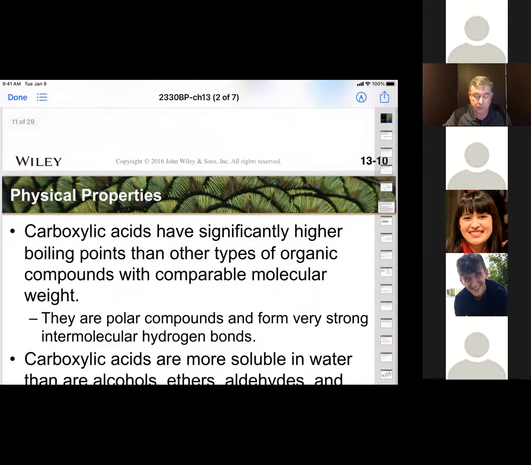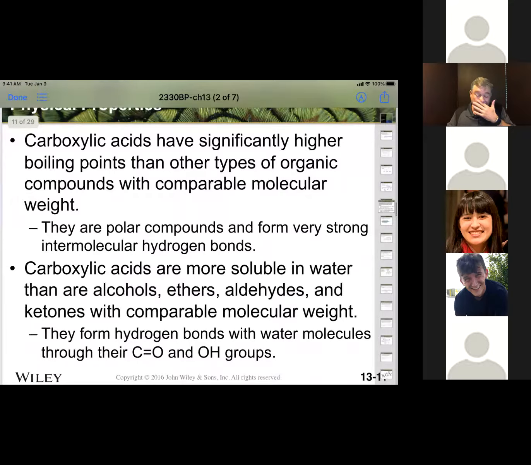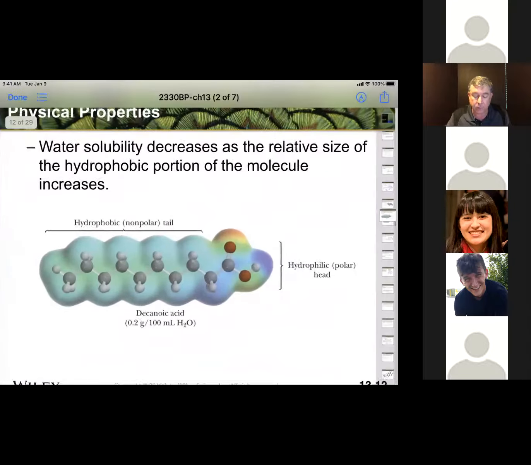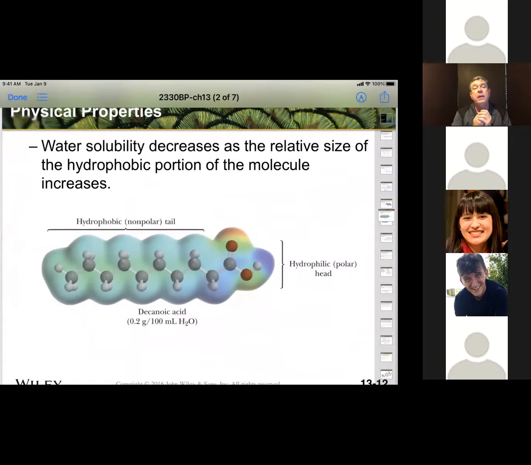So not only are they polar compounds, but they hydrogen bond very, very strongly. One of the other cool things about it is that we can end up with something that we can dissolve in water because of the hydrogen bonding, but then it can have a non-polar tail so that it can dissolve oils.